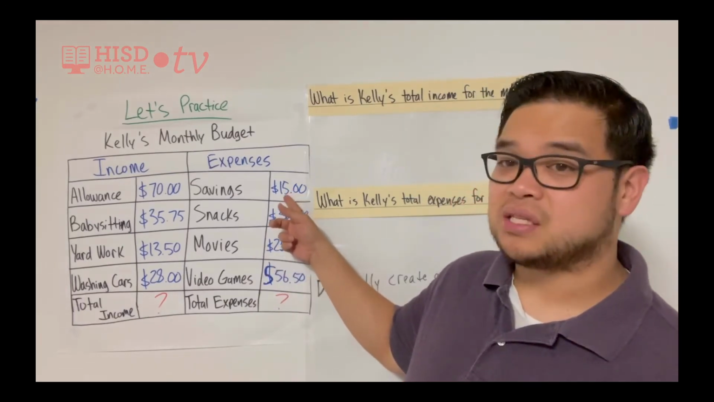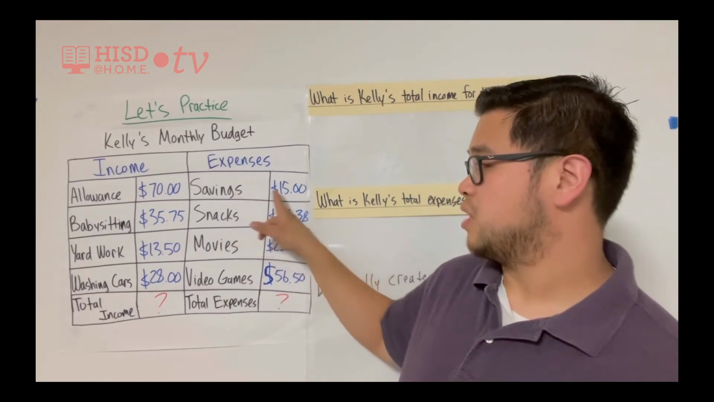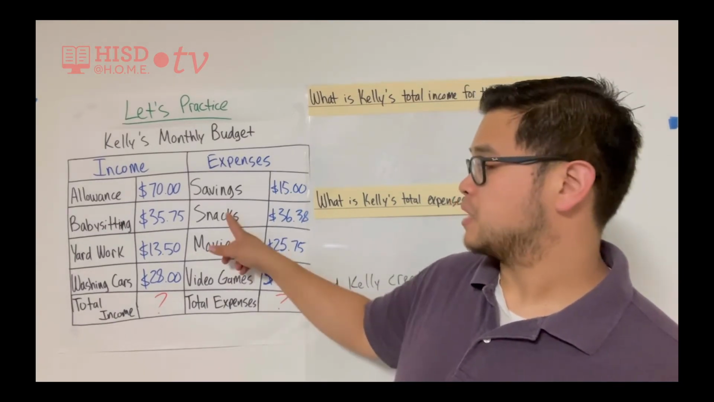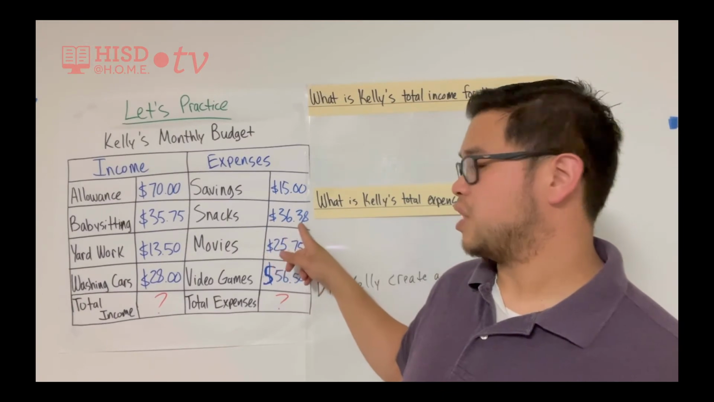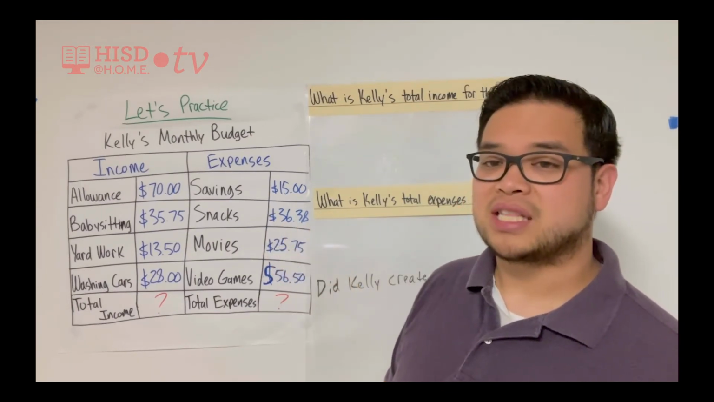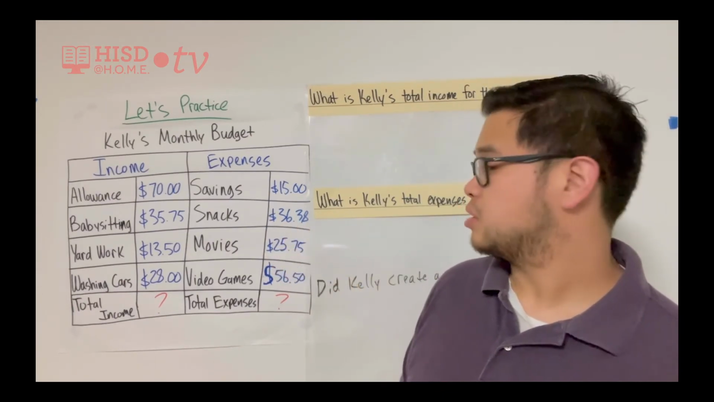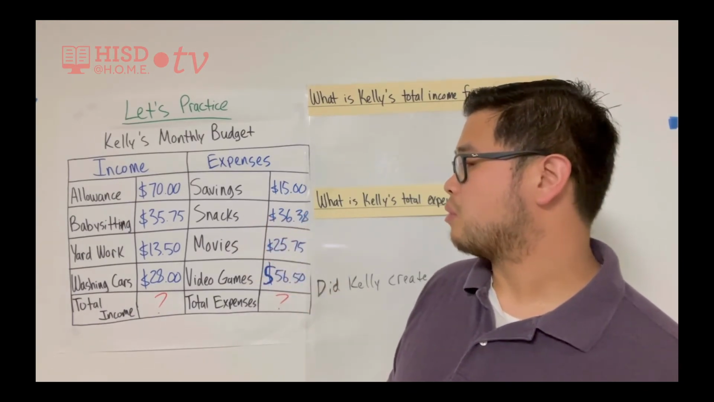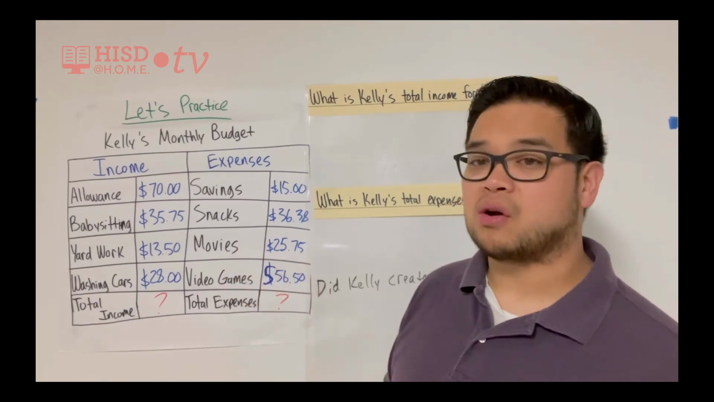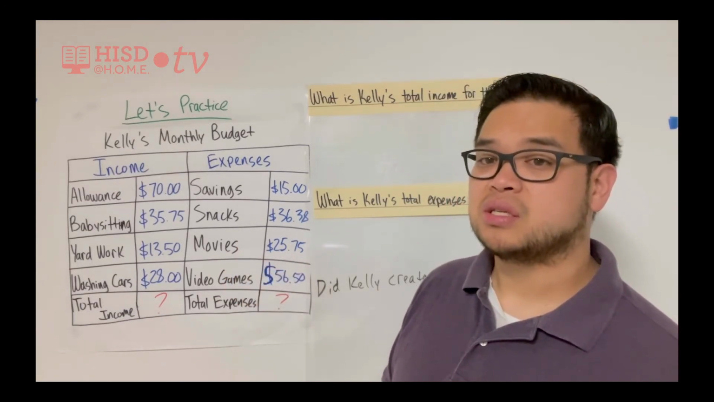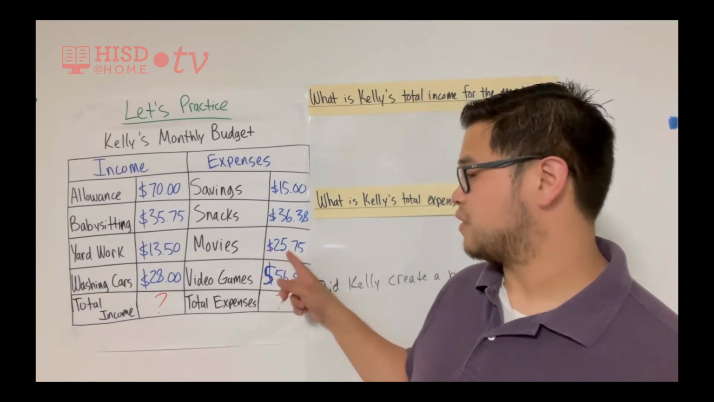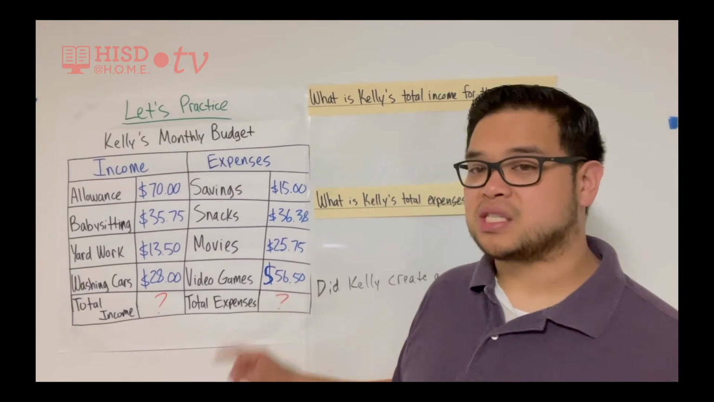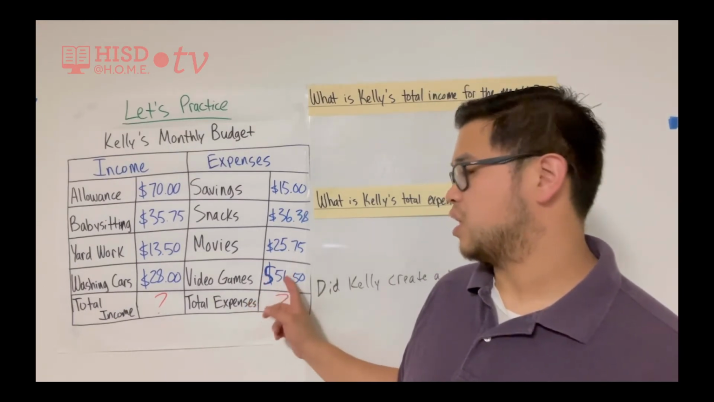Then we have the expenses. Under expenses, savings is $15. Snacks is $36.38. Movies is $25.75. Video games is $56.50.